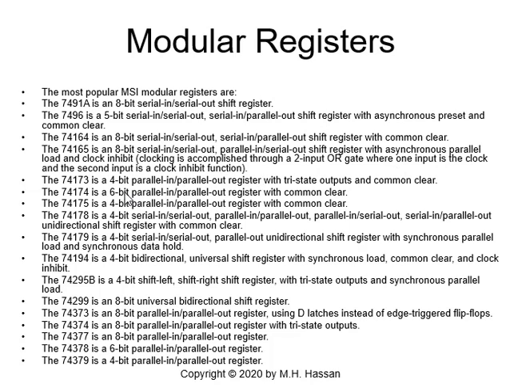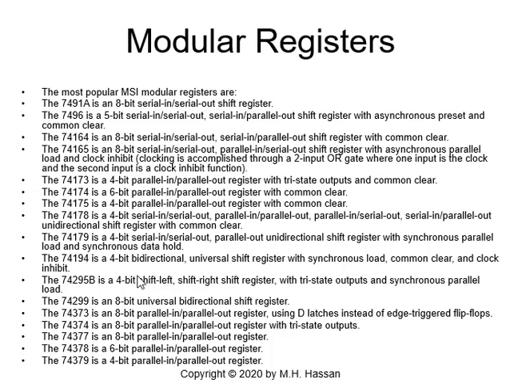The 74174 is a 4-bit parallel in parallel out register with a tri-state output and common clear. The 74174 is a 6-bit parallel in parallel out register with common clear. The 74175 is a 4-bit parallel in parallel out register with common clear. The 74178 is a 4-bit serial in serial out, parallel in serial out, serial in parallel out unidirectional shift register with common clear. The 74176 is a 4-bit serial in serial out, parallel out unidirectional shift register with asynchronous parallel load and asynchronous data hold.